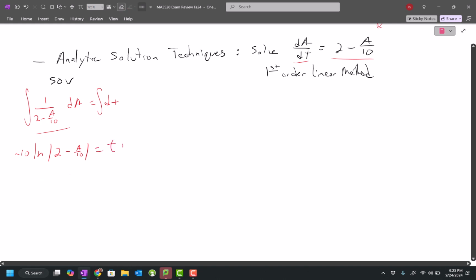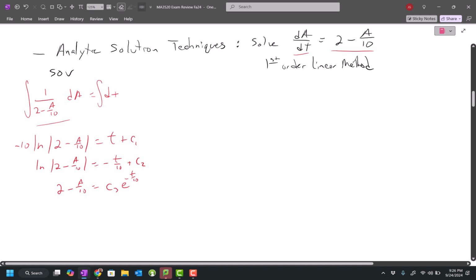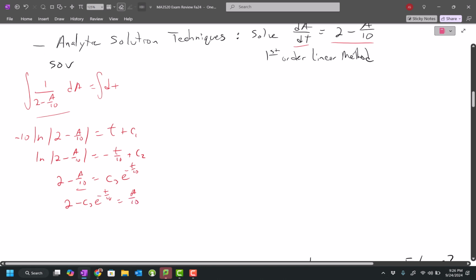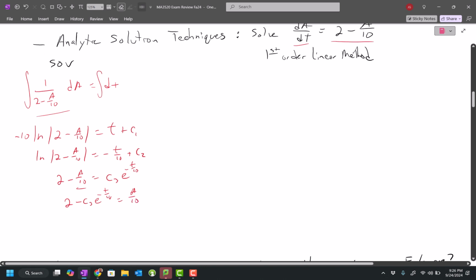Integrating on the right, I'm getting t plus some constant, which I'll call c sub 1. From here, I need to solve for a. So I'll divide through by negative 10 to get negative t over 10 plus some new constant c2. From here, I'll take the exponential of both sides to get some new constant c sub 3 e to the negative t over 10, using my exponent properties to simplify that. From there, if I added this to the other side, subtracted over the c3 content, I would get 2 minus c sub 3 e to the negative t over 10 equals a over 10. And lastly, I would multiply through by 10 to solve for a.